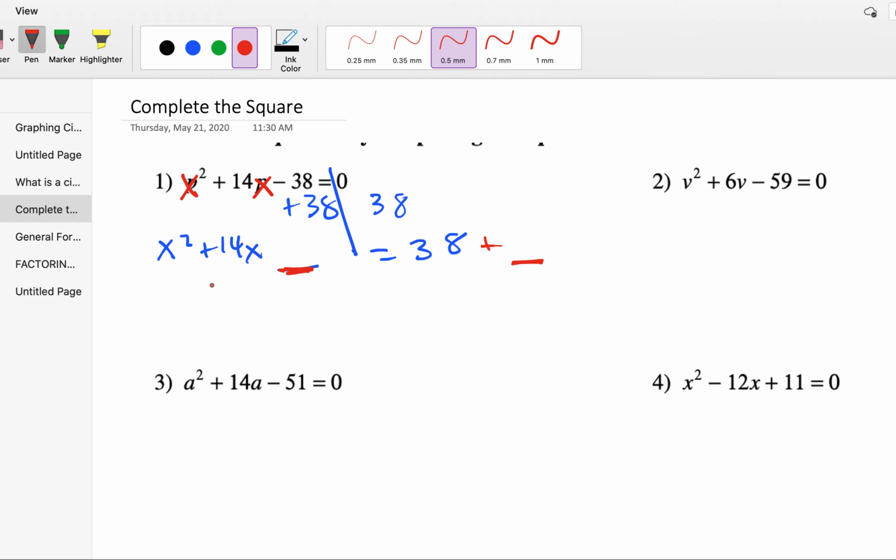So let's think about what we said. It's going to be x times x, and then we have this number twice, right? It's going to be 7x plus 7x. So we know the number is going to be 7. So what would we have as the final number here?